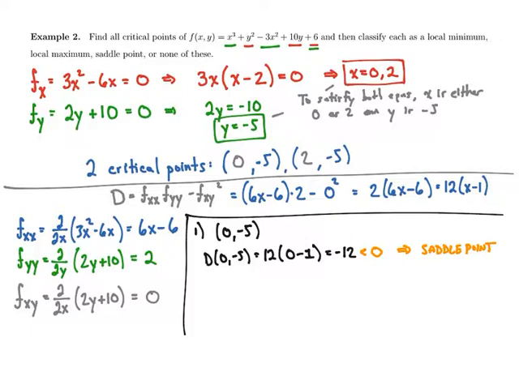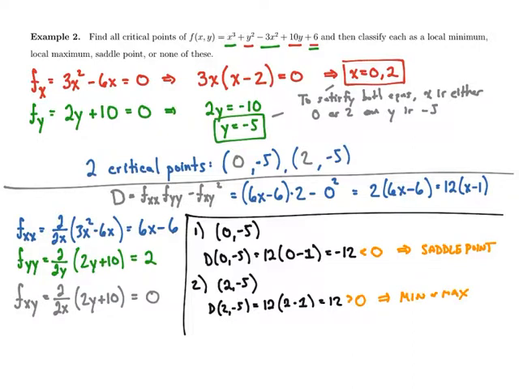And we are done with that point. The other point, 2, negative 5, we plug that into that value of d, and we get a value of positive 12, which is greater than 0. So that's going to be a min or a max.